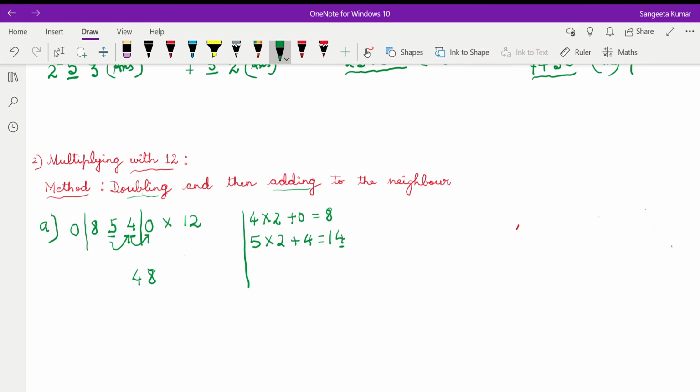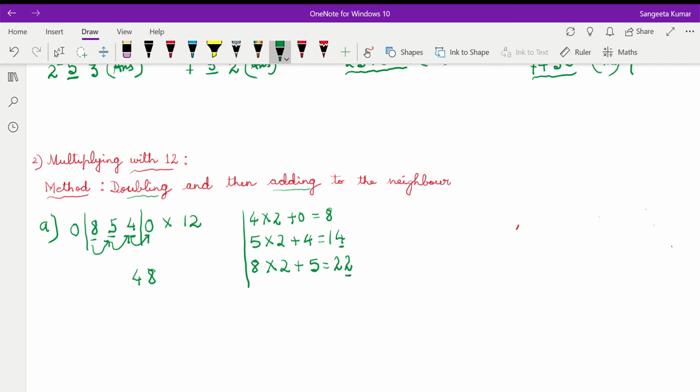We move on to the next digit, 8. Again, 8 will be multiplied with 2, and the next digit 5 will be added to it. So we have here 16 plus 5 is 21, and this 1 will be added. So our answer is 22.